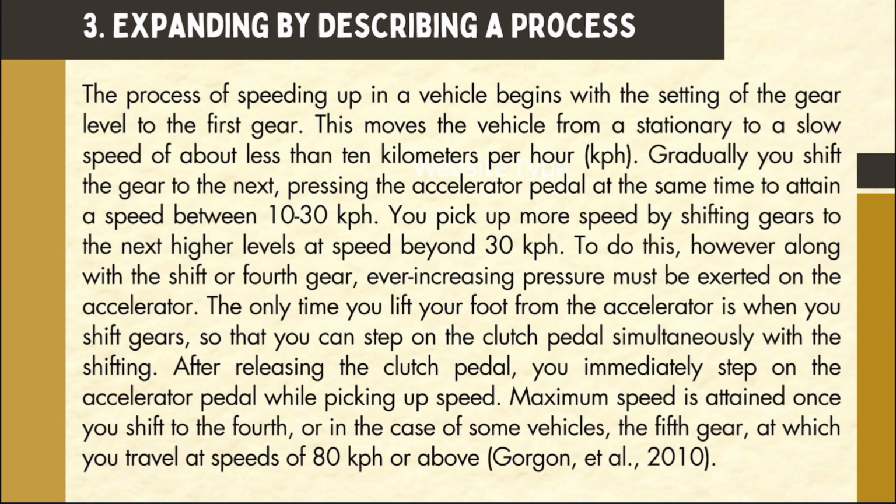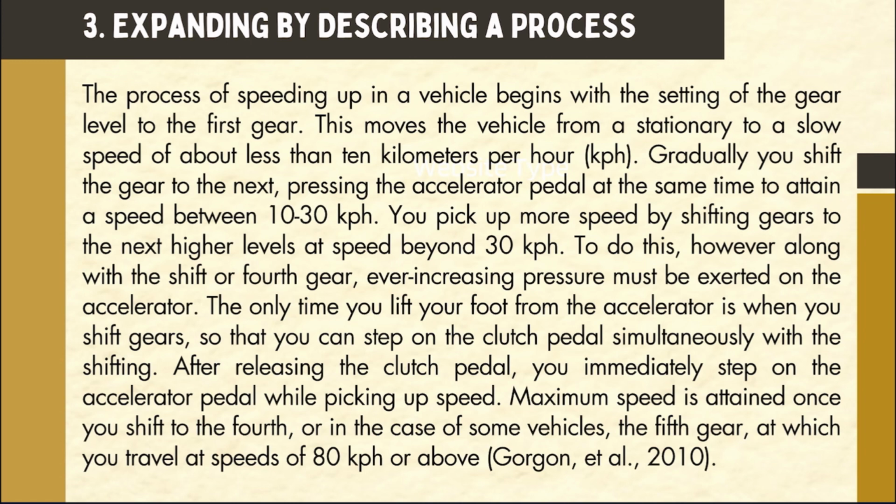Alright, now let's have the third way to expand a definition. We have here expanding by describing a process. So the process of speeding up in a vehicle begins with the setting of the gear level to the first gear. This moves the vehicle from a stationary to a slow speed of less than 10 kilometers per hour.